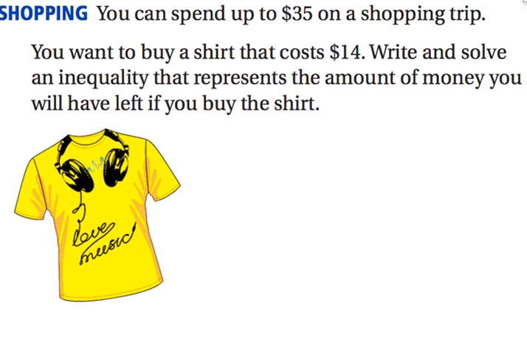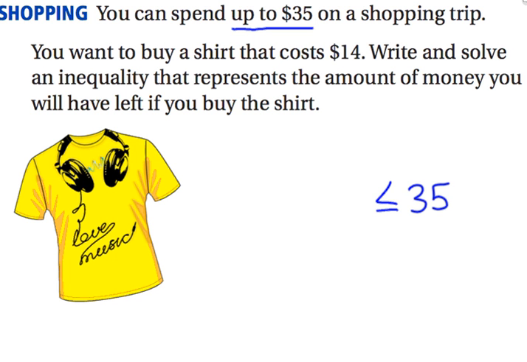All right, last one, we have a situation where you can spend up to $35. So what I always do is I think about what that means. Could I spend exactly 35? Could I spend less than 35? Could I spend more than 35? And in that situation, it needs to be either less than or equal to 35. I can't go over that because I don't have more than $35.